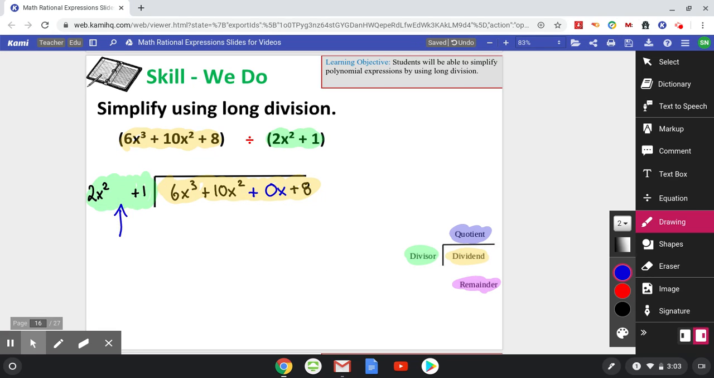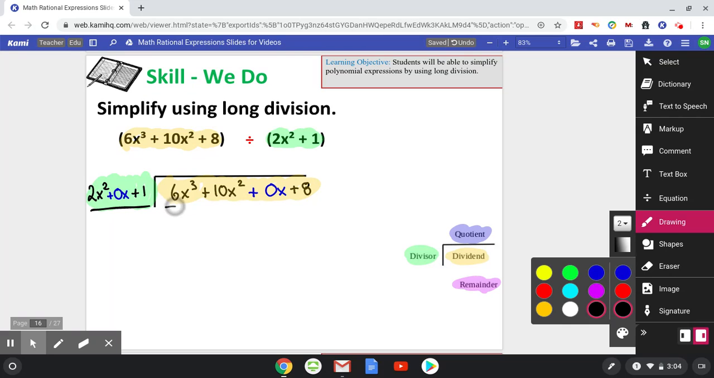Same thing on the divisor. This is an exponent of 2. We are missing one with an exponent of 1. I will also be putting a plus 0x. Now we can continue with the problem normally. Again, this is called a gap in the exponent. Now we have 3 terms on the outside, so whenever we start looking at the problem, we will be looking at 3 terms at a time.